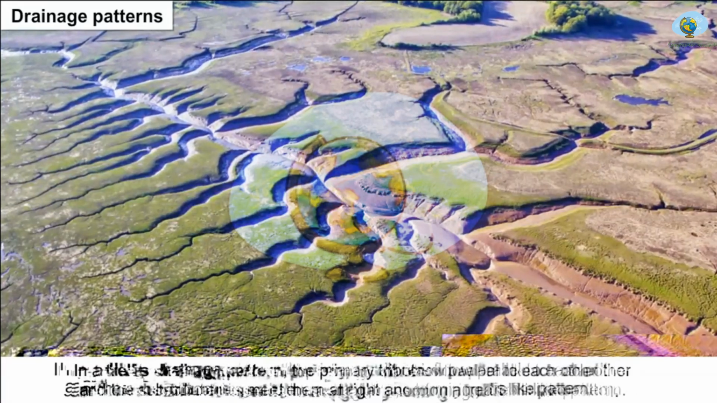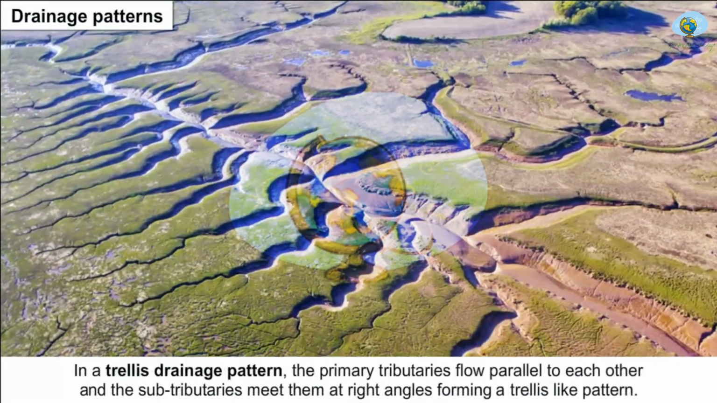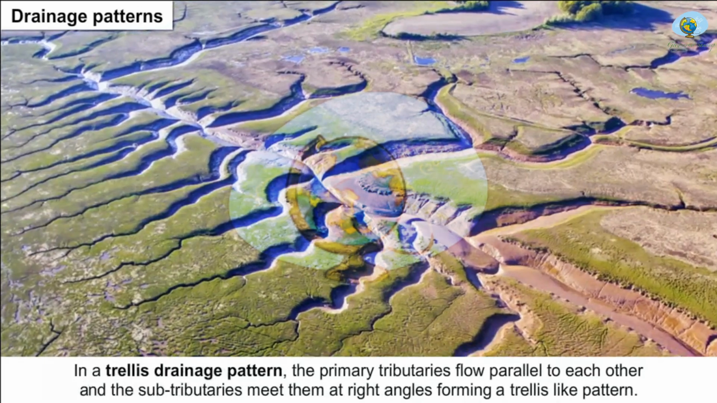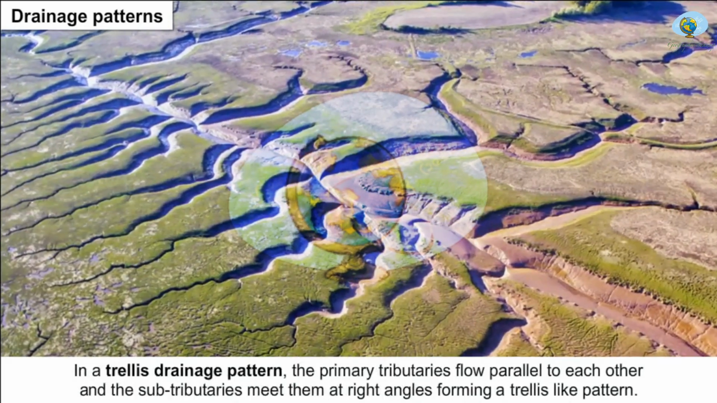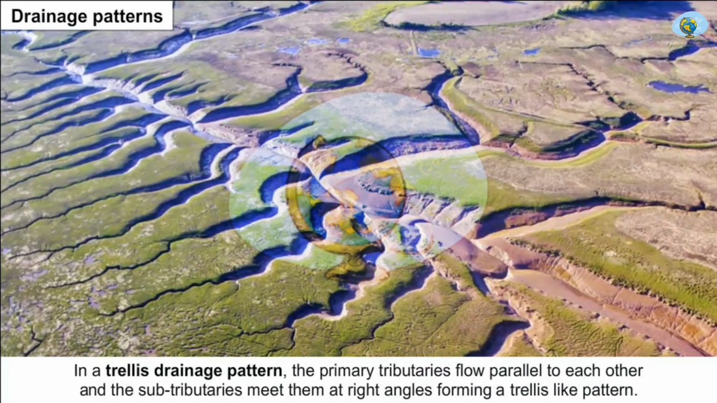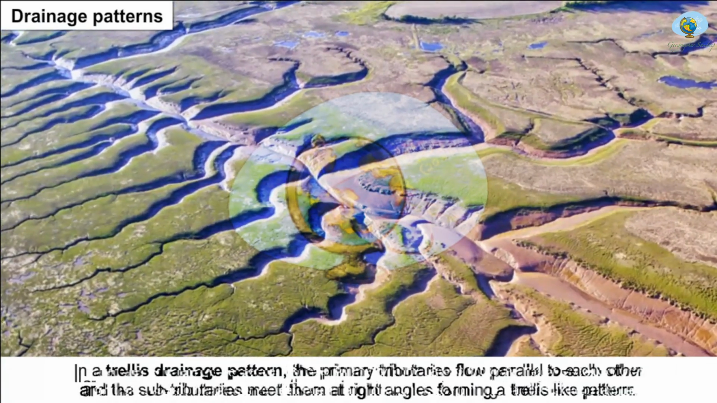In a trellis drainage pattern, the primary tributaries flow parallel to each other, and the sub-tributaries meet them at right angles, forming a trellis-like pattern. This pattern occurs where hard and soft rocks exist parallel to each other.